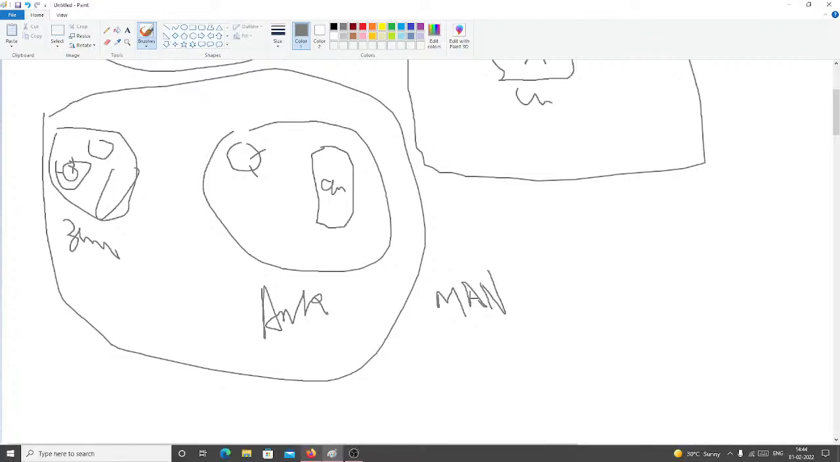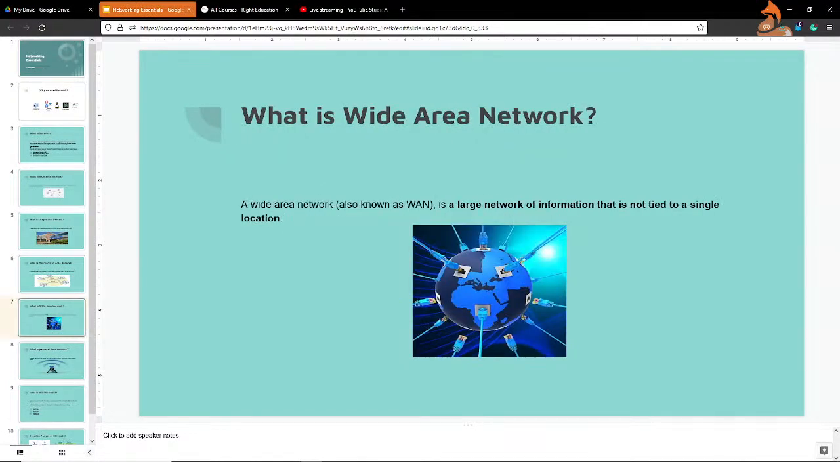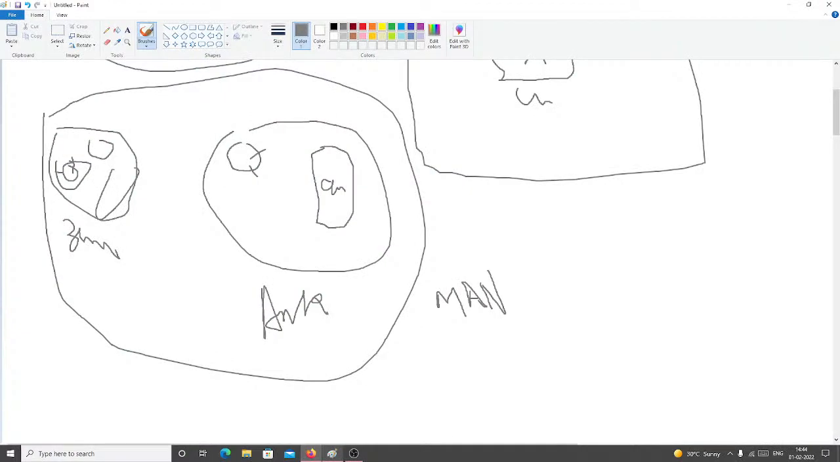So let's move to the next one. So what is wide area network? Wide area network, also known as WAN, is a larger network of information that is not tied to a single location. What does that mean? Let's see.